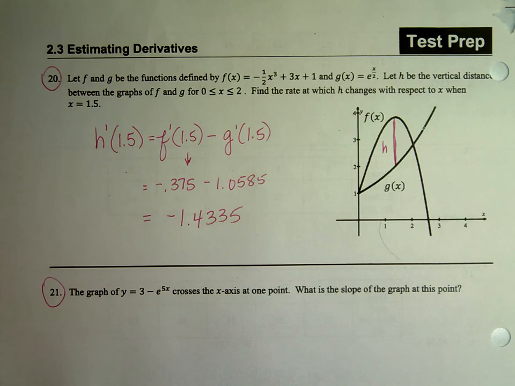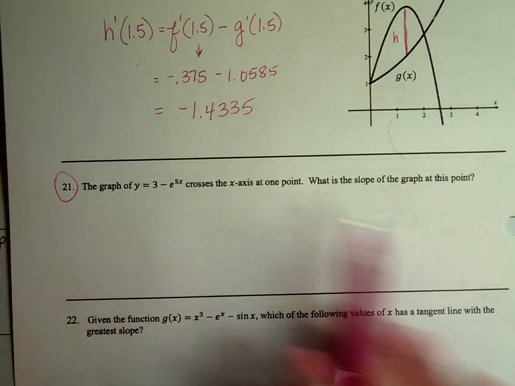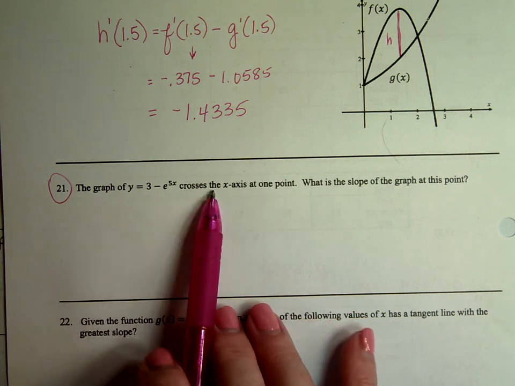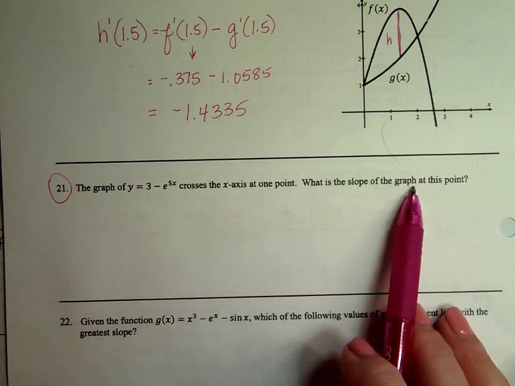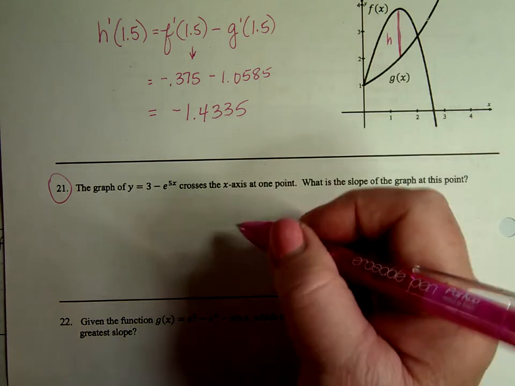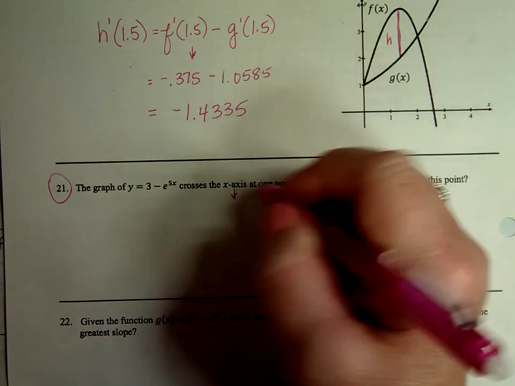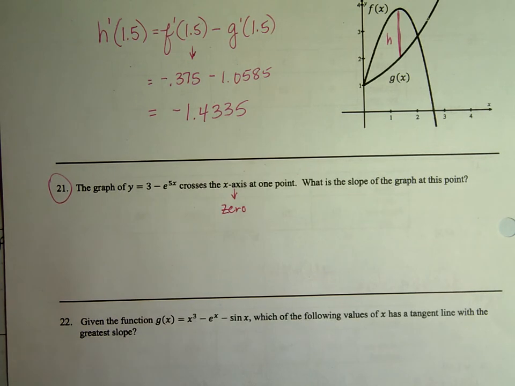Okay. Then I gave some direction on 21. I didn't quite finish it, but I gave you some direction because this one, again, the wording's a bit confusing on what they're asking you to do. So the graph of this function crosses the x-axis at one point. What's the slope of the graph at this point? Well, the problem's asking you to figure out first of all, where does it cross the x-axis? Where's your x-intercept? Where's your 0? If it crosses the x-axis, you want to know what the 0 is.